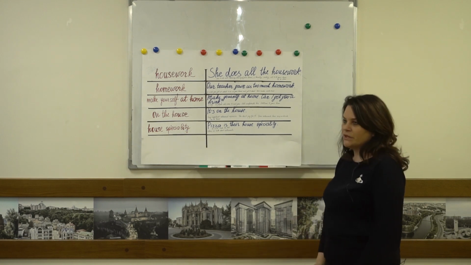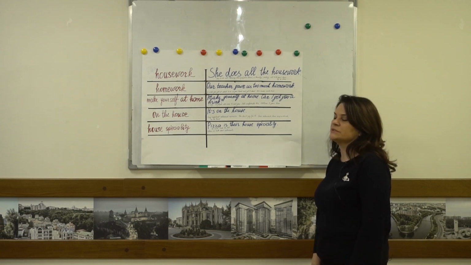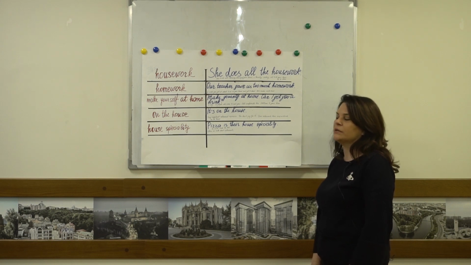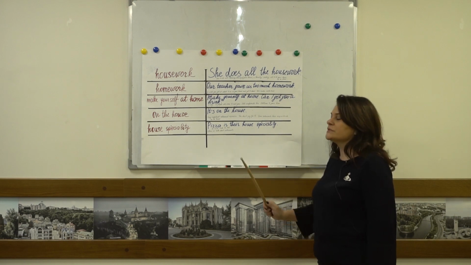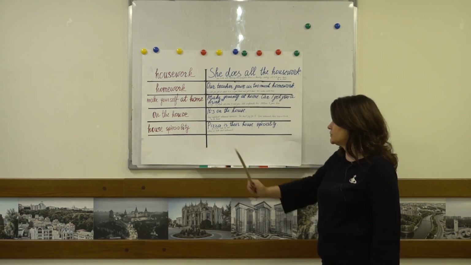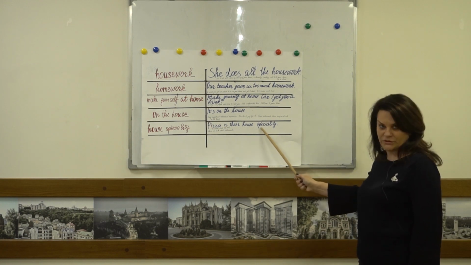The next expression is house specialty. You know that when you visit a restaurant, it has some very tasty dish you like best of all. We call this dish the house specialty. For example, pizza is a house specialty.